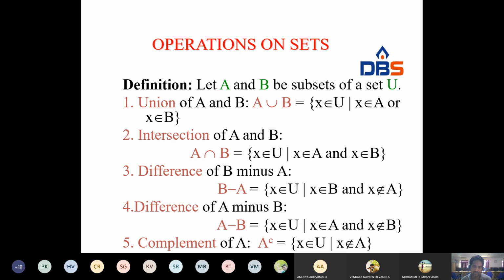So the complement of A equal to A power C or A dash equal to the set of x belonging to U such that x does not belong to A. Okay.